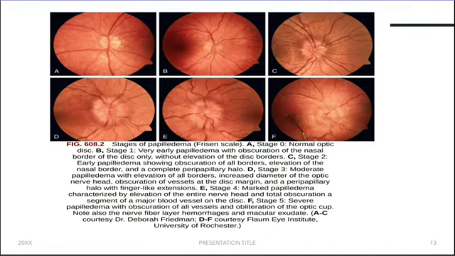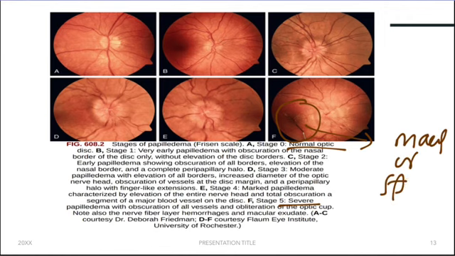This image is taken from Nelson, showing grades of papilledema. There are 6 stages, stage 0 to stage 5. Stage 0 being normal fundus finding and stage 5 being severe form. And here is the image showing macular star in stage 5.